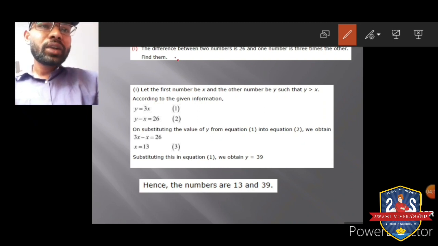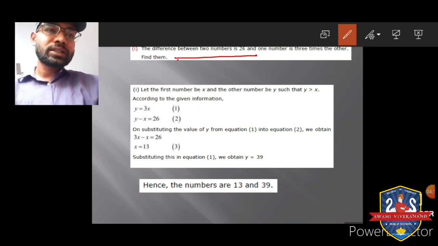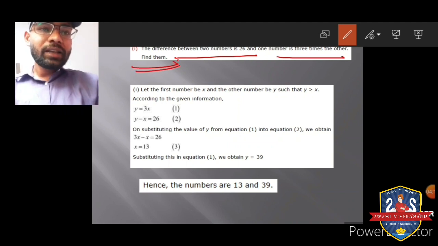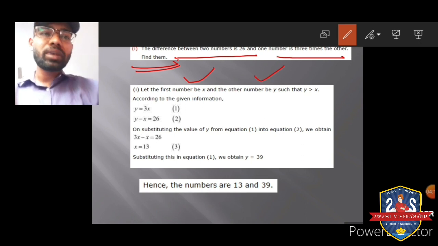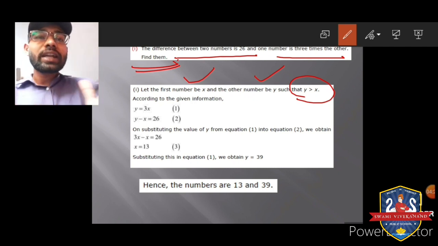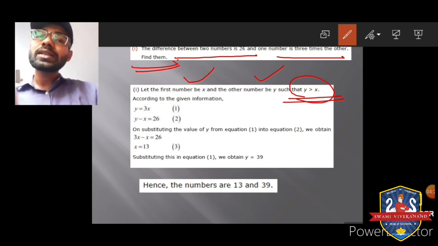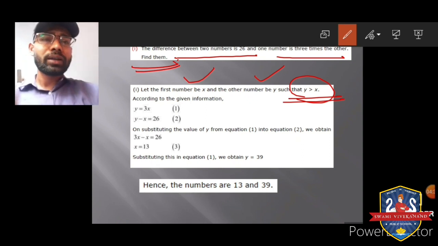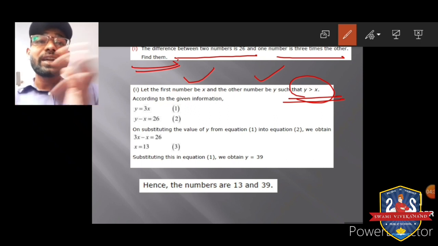The difference between two numbers is 26 and one number is 3 times the other. Find the sum. Let the first number be x and the second number be y. Why are we using y greater than x? Because difference means greater number minus smaller number. So we earlier defined that y is the greater number and x is the smaller number. So one number is 3 times the other. It means that the greater number is 3 times the smaller number.